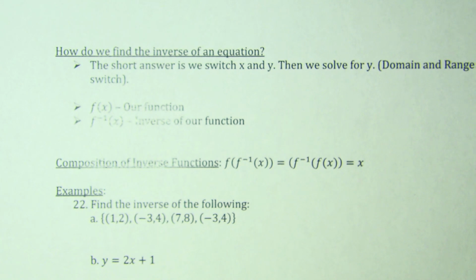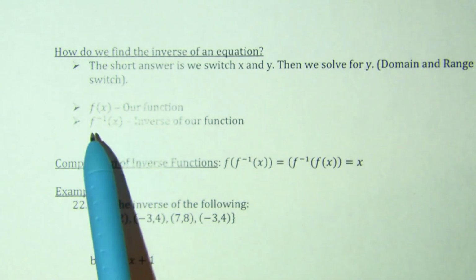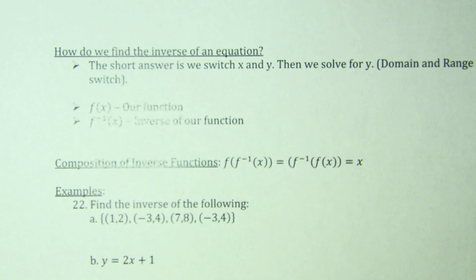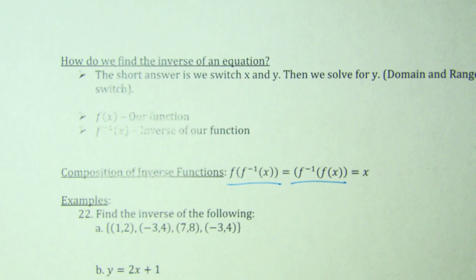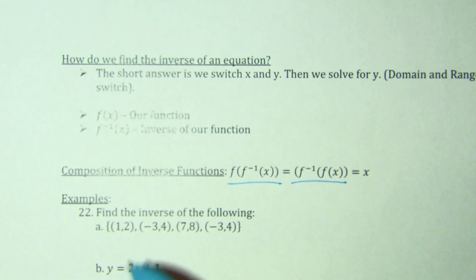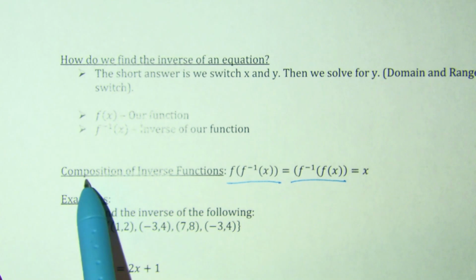Again, our domain and range switch. This is the original function. This is the notation for the inverse of our function. And then we're going to see an interesting property here that we'll come back to in just a minute. So we're going to do this first example, and then I'm going to come back to this property.